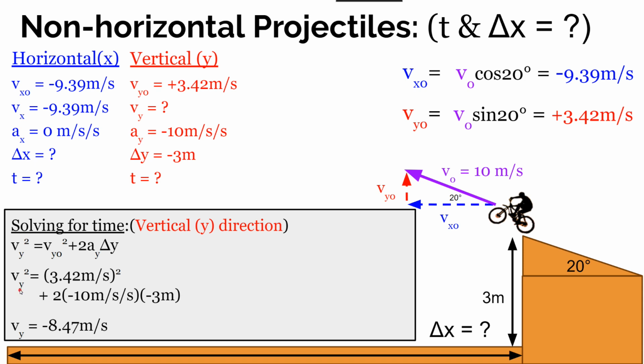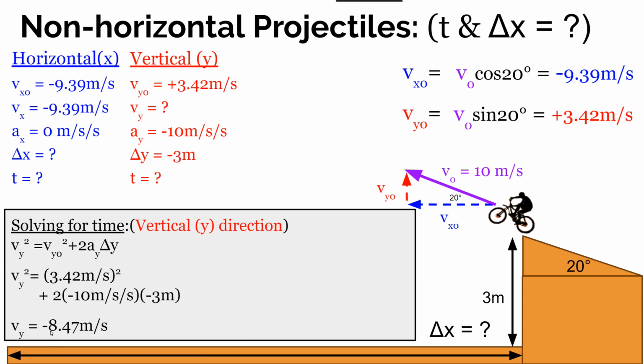So we get Vy squared is equal to the initial velocity, which is positive 3.42 meters per second, squared, plus 2 times the acceleration in the y direction, negative 10 meters per second squared, times the change in y position, which is negative 3 meters. When we solve this equation algebraically for the final velocity in the y direction, we find that it's negative 8.47 meters per second.